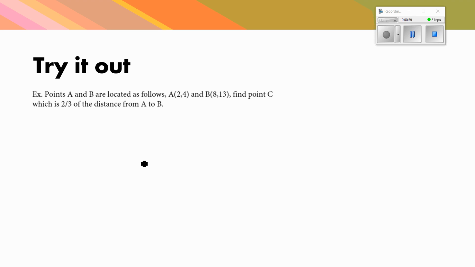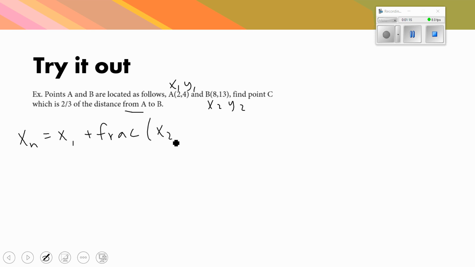So starting at A, because we're going from A, I'm going to label this x1 and y1, and B would then be our x2 and y2. I would say x new equals x1 plus the fraction times x2 minus x1. And now I just plug in what I have labeled. X new equals x1 was labeled 2. Our fraction was 2/3. x2 was labeled 8. x1 was labeled 2.